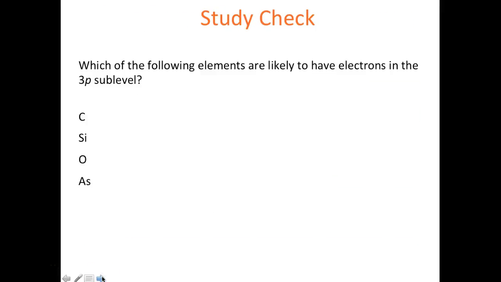Which of the following elements are likely to have electrons in the 3p sublevel? Those sublevels correspond with the period. Carbon and oxygen are in the second period. Silicon and arsenic, however, are in the third period. So only silicon and arsenic would have the 3p sublevel.